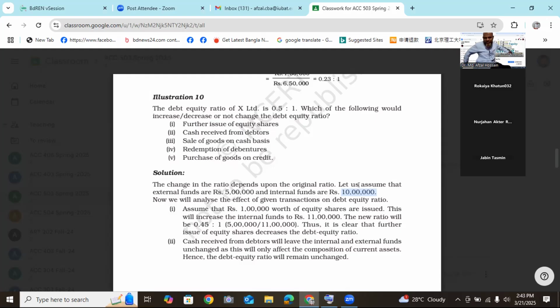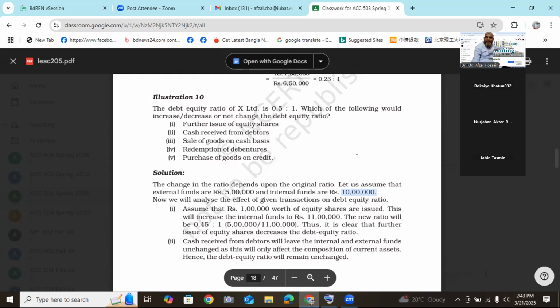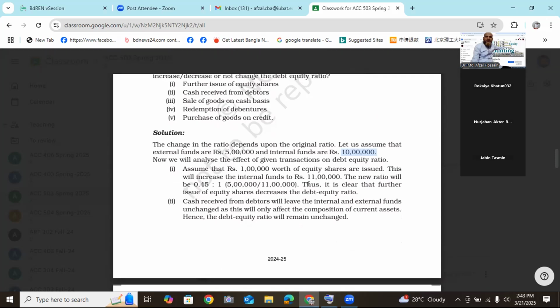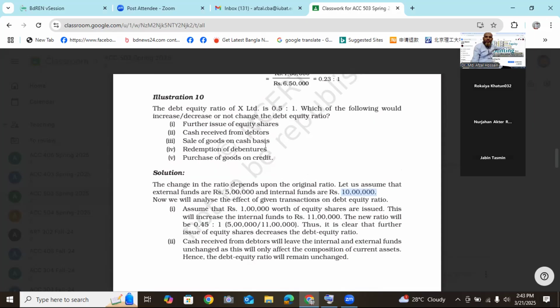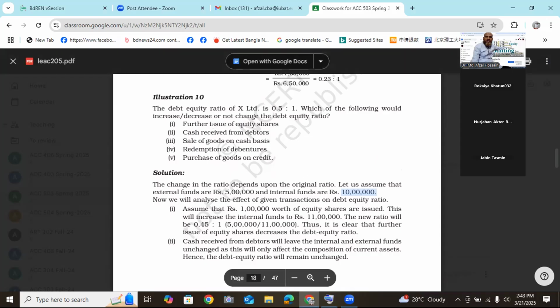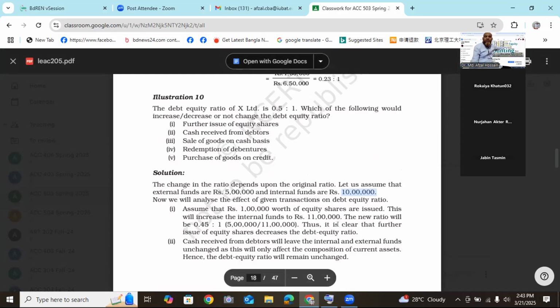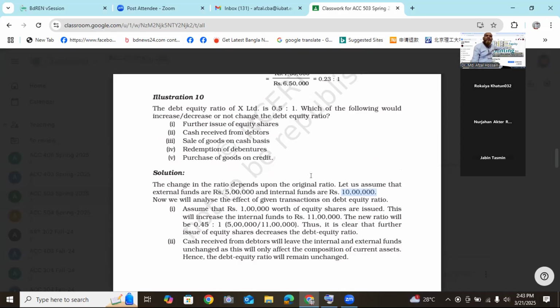All of you got this? Yes, sir. Any problem to understand? It is very easy. If there is a further issue of equity shares, does it increase or decrease your debt to equity ratio? It decreases, which is good for you.